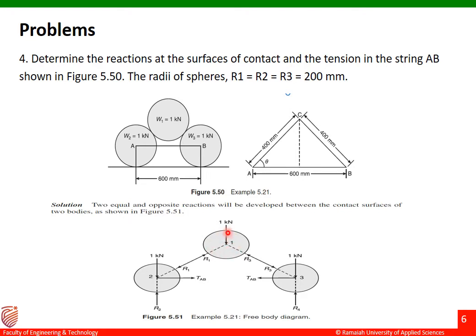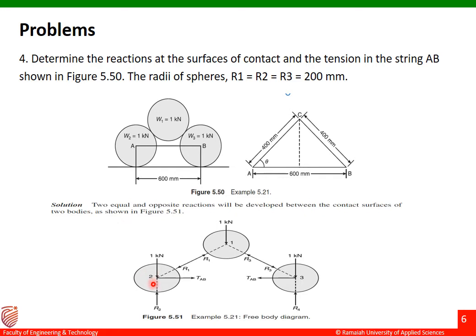This is my sphere one. The weight of the sphere is acting downwards, and the reaction coming from sphere 2 is taken as R2 towards the right direction, and the reaction coming from R3 is also taken in this direction. So these are the three forces coming on sphere 1, so that we can apply Lami's theorem for sphere 1. Let us go to sphere 2.